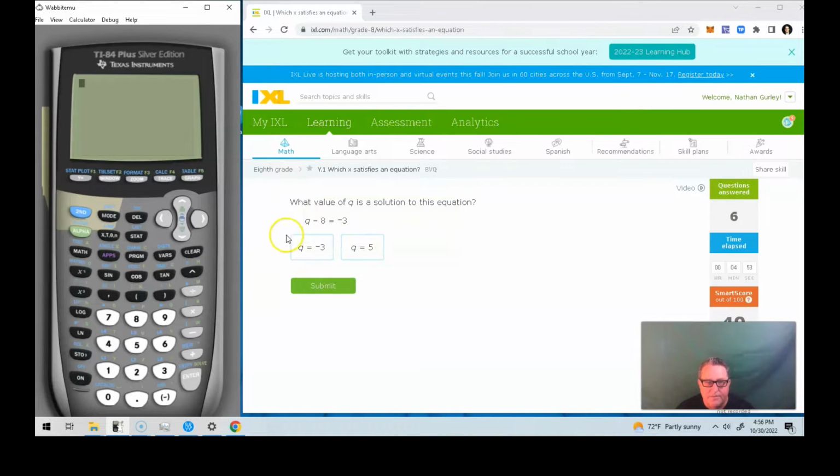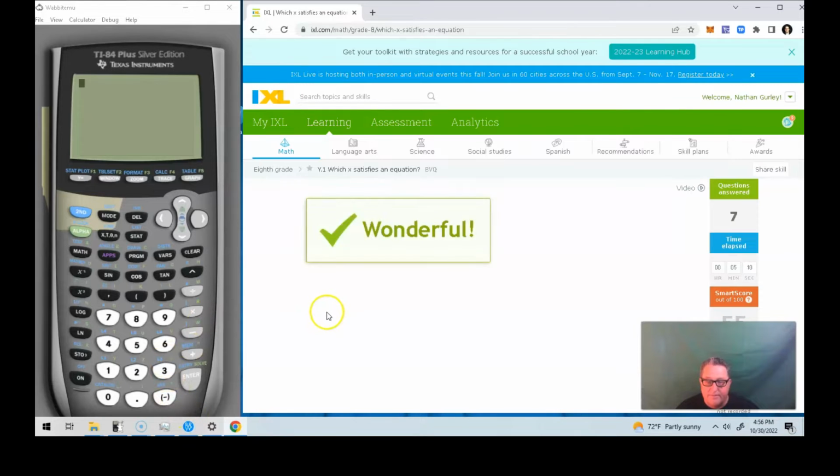Computer's running a little slow. What value of q is the solution to this equation? Well, to isolate q, we'd have to add 8 to both sides. If we add 8 to this side, it would be the same thing as 8 minus 3, so that would be 5. Or you could have put negative 3 plus 8 and got the same thing.